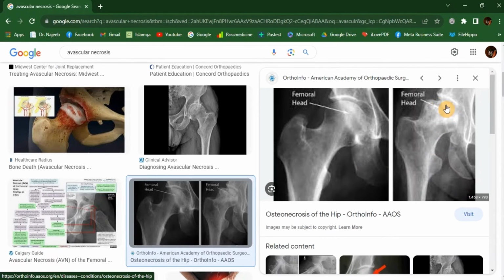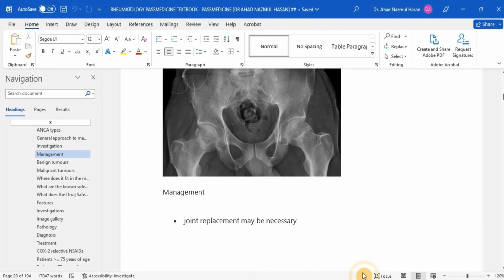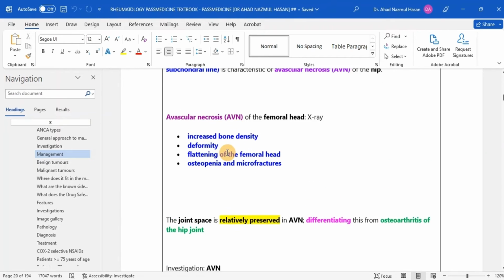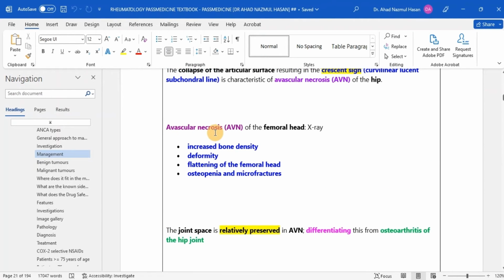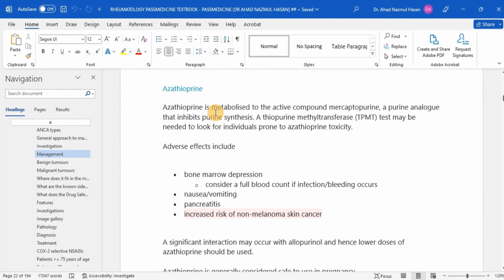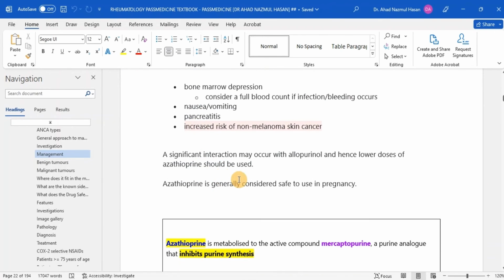So these are the pseudo fracture or the osteopenia along with increased bony density. And there is also flattening of the femoral head. And the definitive management for avascular necrosis is the joint replacement. Next one is Azathioprine. Go through the overview, adverse effects, as well as the interaction.